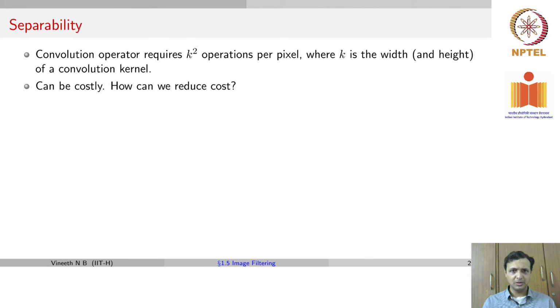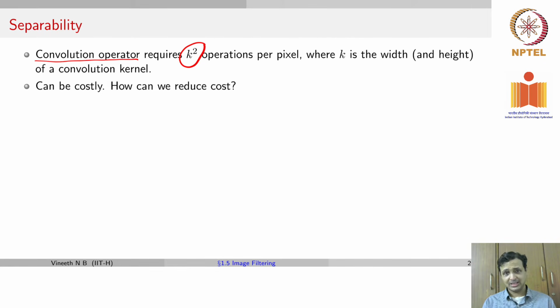Another important property of convolution is the notion of separability. A typical convolution operator requires k-square operations per pixel, assuming k cross k to be your kernel. So in a 3 cross 3 kernel, if you look at a particular output pixel, you need 9 operations, 3 into 3 operations, to be able to compute the value at that output pixel. This can be costly because if an image is of a very large size, remember we have to repeat the same operations for every pixel in the image. So it could be 9 into n square, where n square is the size of the image, assuming you have an n cross n image.